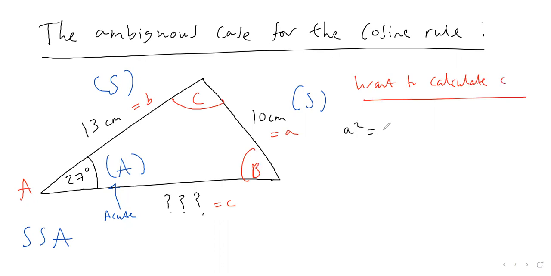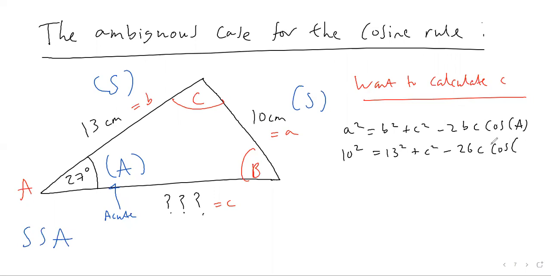So again, we've got a squared equals b squared plus c squared minus 2bc cos A. Okay, so we've got a squared, which is this 10 squared. Let's just plug the numbers in and see what we get. So 10 squared is equal to b squared, which is 13 squared, plus c squared, which we don't know, and then minus 2 times b, which is 13. So 2 times 13 gives you 26. So you get 26 times c, and then cos A, which is cos 27 degrees.